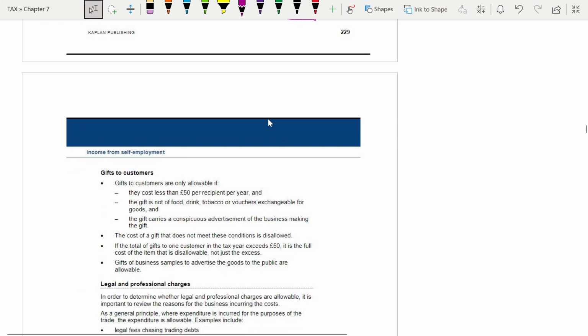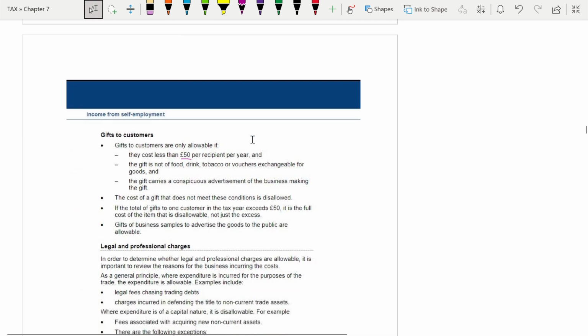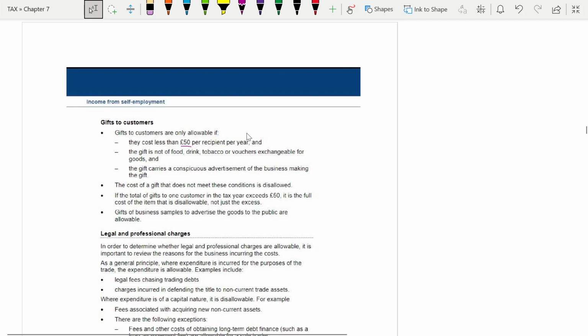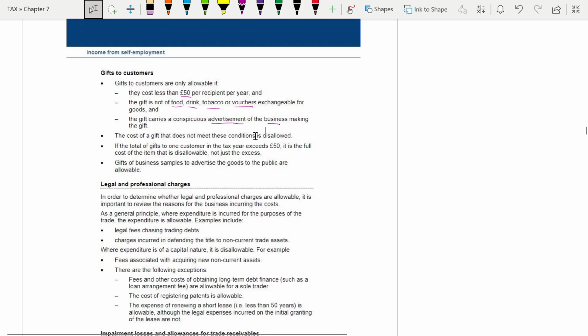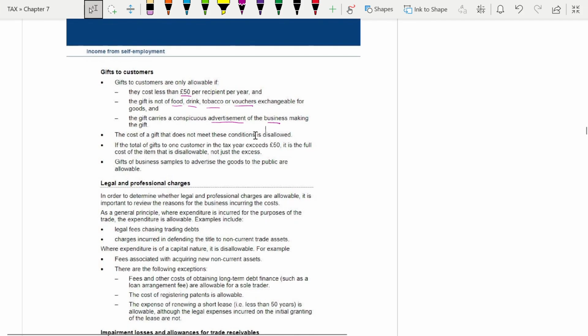Gifts to customers: if the cost is less than 50 pounds, it is allowable. If the gift is not food, drink, tobacco, or vouchers exchangeable for goods, then it is allowable. The gift must carry a conspicuous advertisement of the business, then it is allowed. It means you have a logo on it. Whenever you are giving the gift, you put the company logo on the gift.